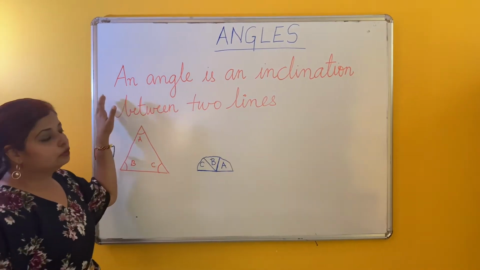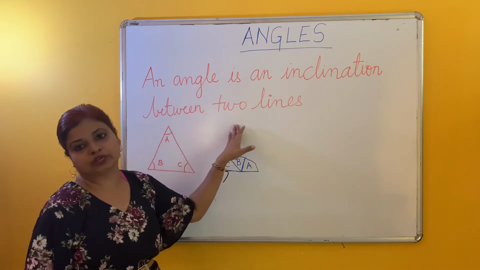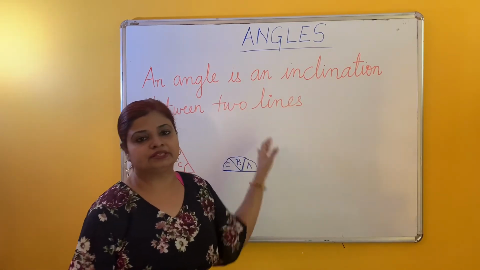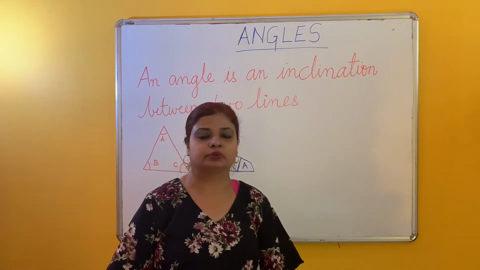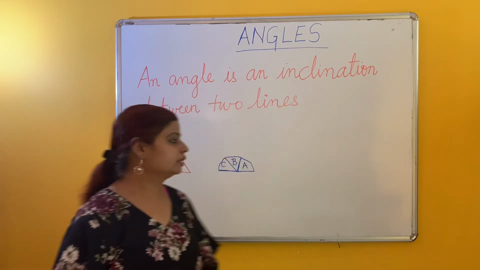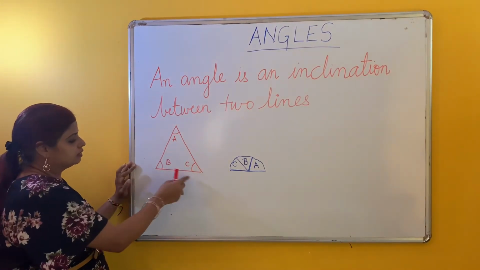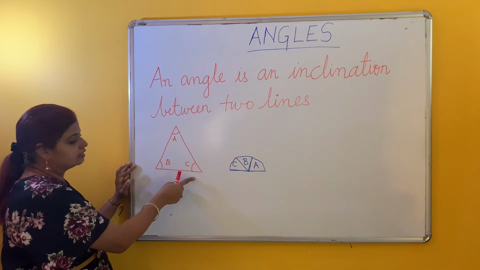So what is an angle? An angle is an inclination between two lines. What does that mean? That means that when two lines are inclined with each other, then it makes an angle. Now take the example of a triangle. If you see here, there are three lines which are inclined to each other.